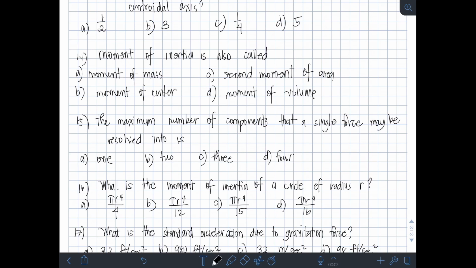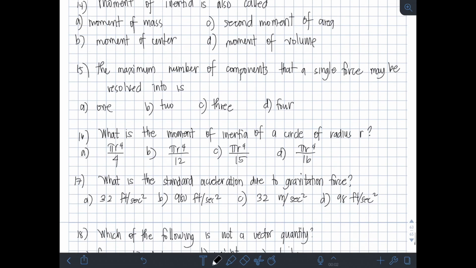15. The maximum number of components that a single force may be resolved into is A, 1, B, 2, C, 3, D, 4. The answer is letter B, 2. 16. What is the moment of inertia of a circle of radius r? A, pi r to the 4th over 4, B, pi r to the 4th over 12, C, pi r to the 4th over 15, D, pi r to the 4th over 16. The answer is letter A, pi r to the 4th over 4.